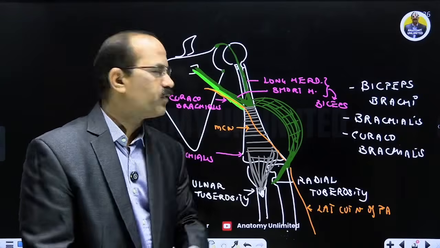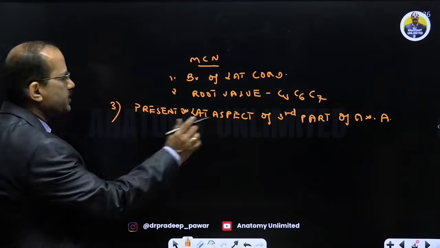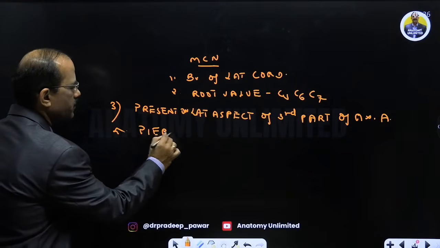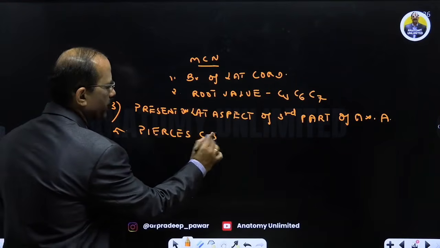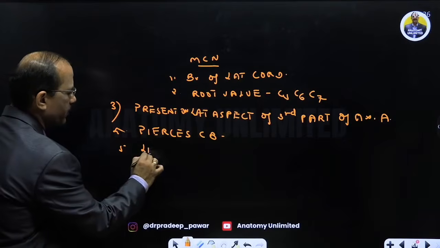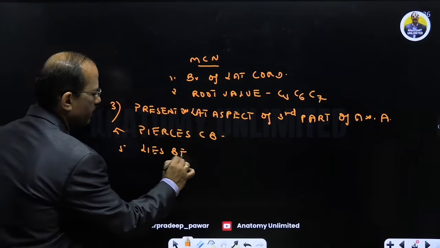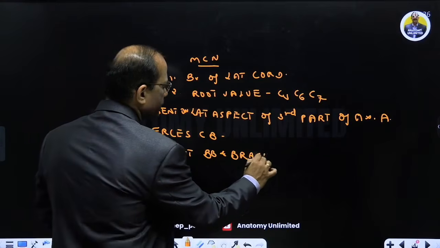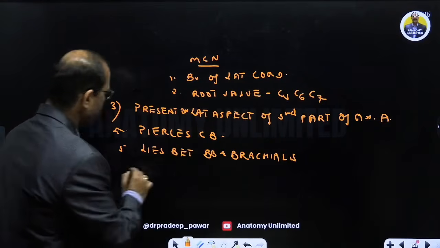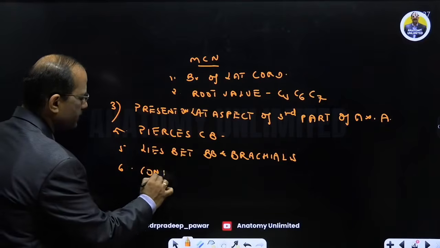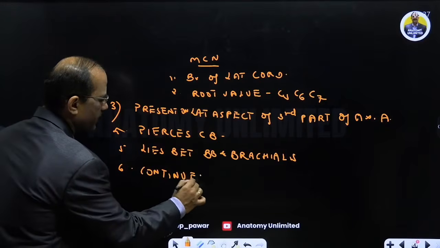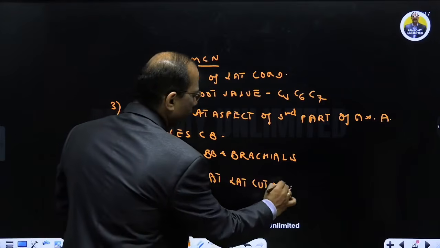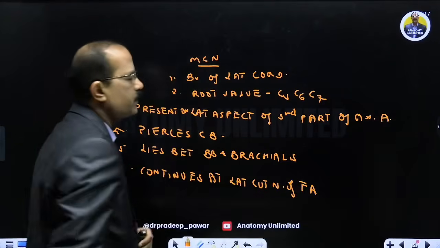Lateral cutaneous nerve of forearm. ठीक है? तो ये लिख देते हैं, present on the lateral aspect. Then 4th, pierces coracobrachialis. ठीक है? Lies between biceps brachii and brachialis, and last, continues as the lateral cutaneous nerve of forearm.